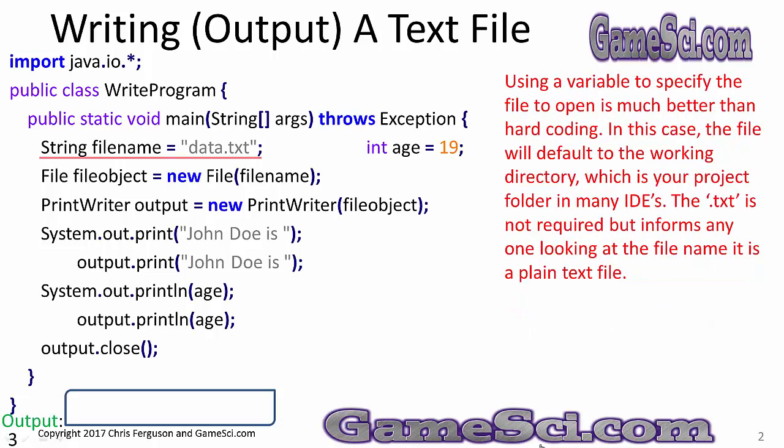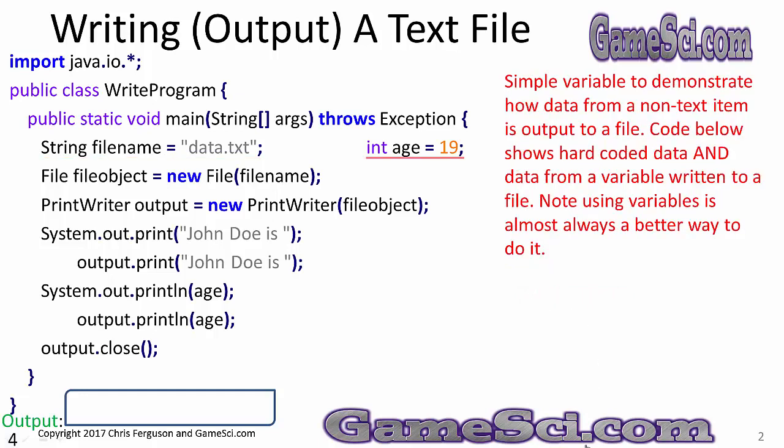We're going to create a String fileName equals "data.txt". Using a variable to specify the file to open is much better than hard coding. In this case, the file will default to the working directory, which is your project folder in many IDEs. The .txt is not required, but informs anyone looking at the file it is a plain text file.